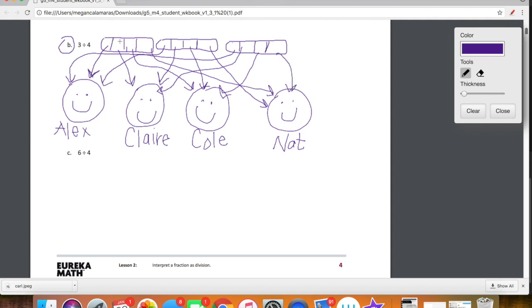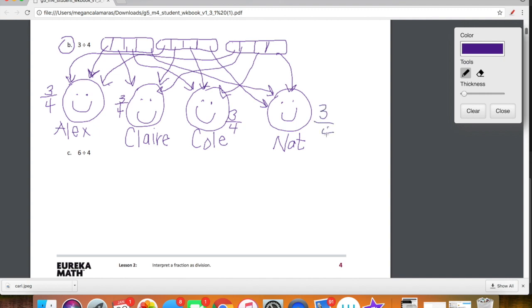So now let's count how many fourths, because we cut this into 1, 2, 3, 4 even slices. Let's count how many fourths Alex got. Well, he got 1, 2, 3. Oh, wow. Okay, so Alex got 3/4. He's feeling real excited about that. Claire got 1, 2, 3/4 too. Claire's real pumped. Cole got 1, 2, 3/4. Happy Cole. And then Nat got 1, 2, 3/4 as well.